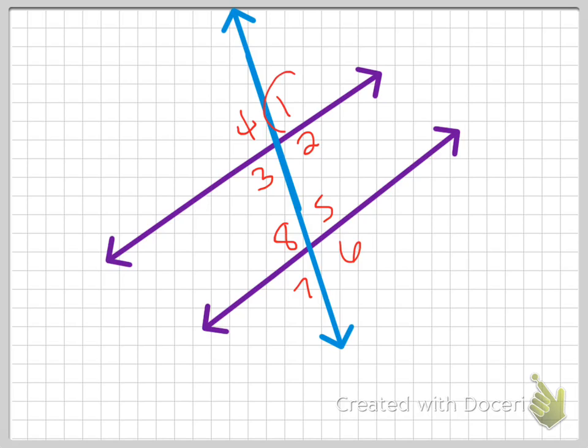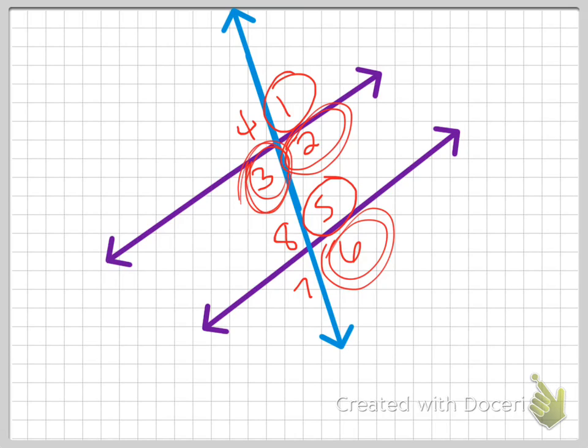Angle 1, notice, on the intersection is the top right angle. It corresponds with angle 5 on the other intersection. It's in the same location. Angle 2 and angle 6 are in the same location, angle 3 is in the same location as angle 7. You get the idea? Angles that are in the same location on the other intersection are the same measure.